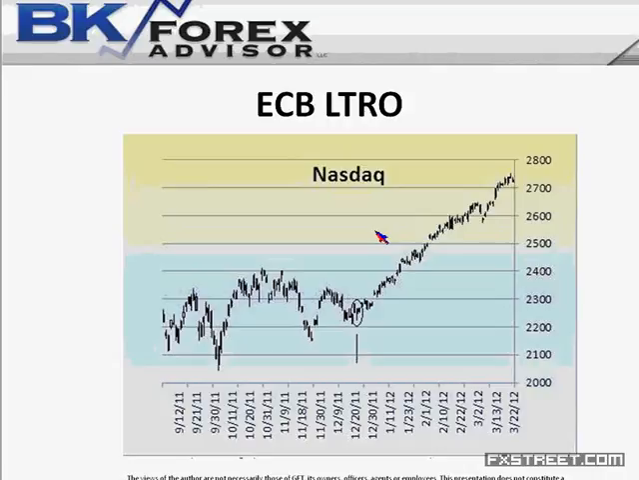The Nasdaq is up about 21%, and that's basically since the December 21 LTRO program. So that too has been a huge boost for both the U.S. as well as European markets. So this is part of the reason why investors have responded so positively to Bernanke's comments today, because the prospect of more stimulus is good for stocks.